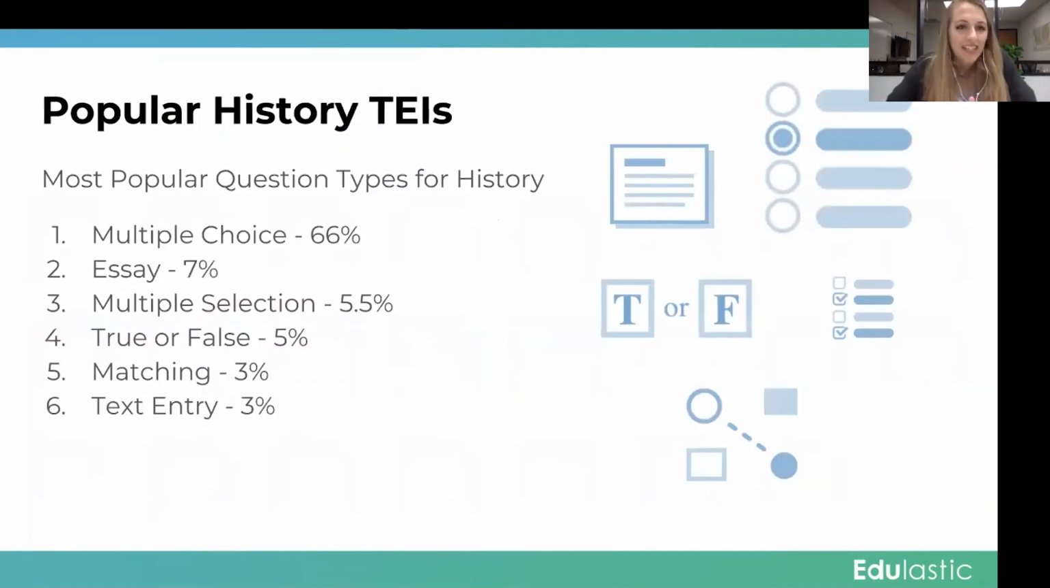Within Edulastic, there are some technology enhanced items that are more popular among history teachers. And the most popular is multiple choice. That's actually across all subjects. It's a very classic, straightforward question type that's been used for many ages, so we're not surprised with that. Then there's the essay question, responding with an extended response. Multiple selection, which is very similar to multiple choice, is number 3, where you can choose more than one answer. And then true or false, which is much more popular in history than the other subjects. Matching is another popular one, and text entry.